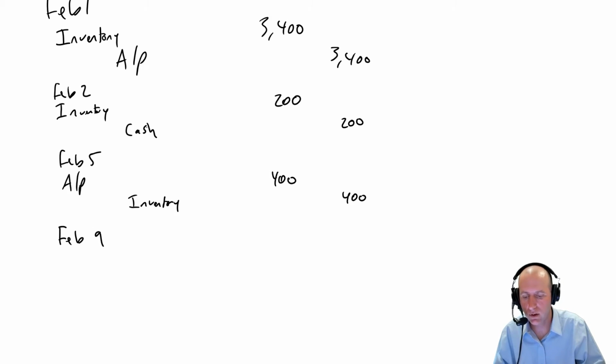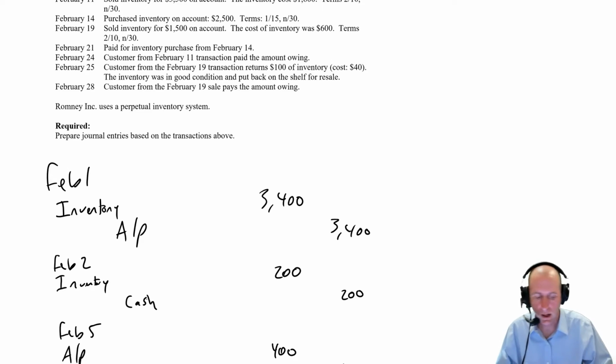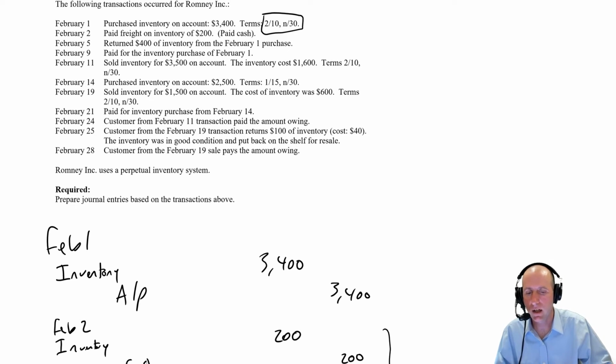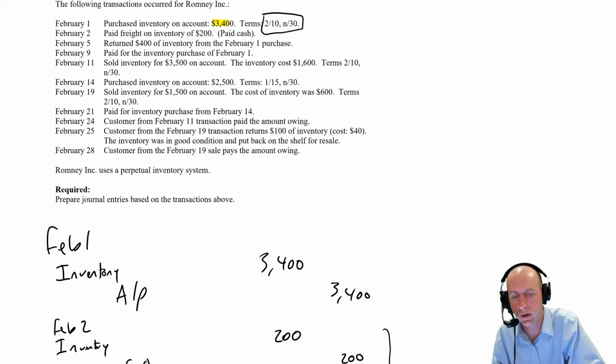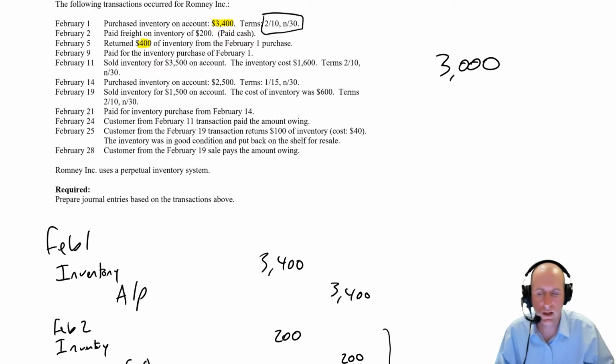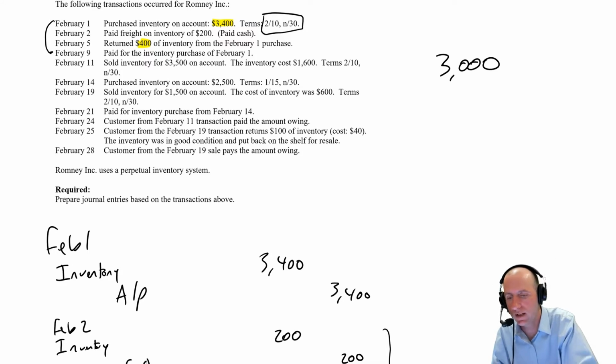When I pay for the inventory, I've got to credit cash, but we've got to figure out how much. Now, as we're looking at this, I'm ignoring the freight part, because I've already paid the freight. I don't have to worry about that. But I do have to worry about this $3,400 inventory purchase and the $400 return. Well, guess what? Now it's $3,000 worth of inventory. Now the question is, do I qualify for the discount? The answer is, well, I paid within 10 days.